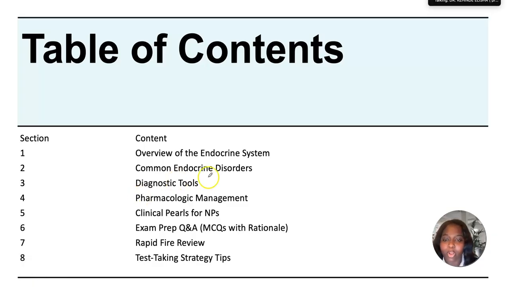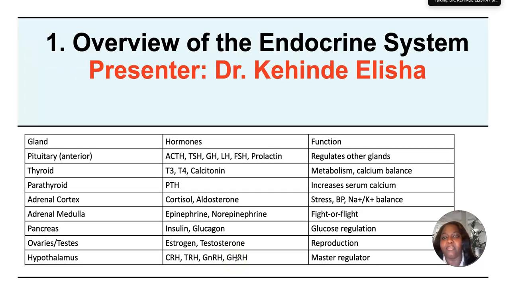And then we're going to be talking about common endocrine disorders, diagnostic tools, pharmacologic management, clinical pearls for NPs, and then exam prep Q&A, rapid fire review, test taking strategy, and tips for this particular system. So, an overview of the endocrine system: the glands, the hormones, and the function.